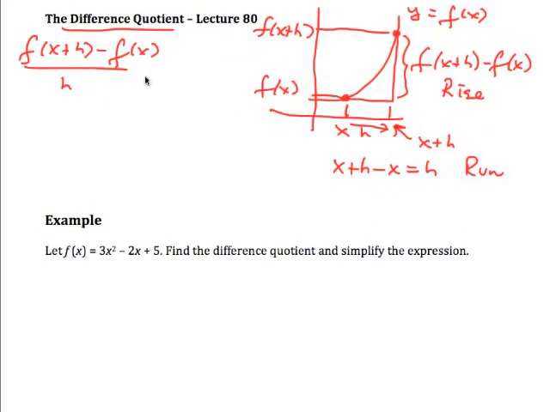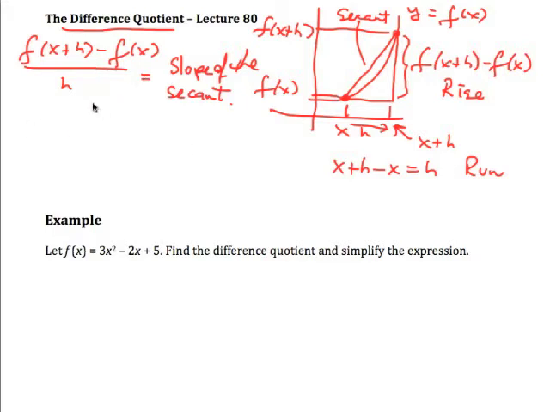So this difference quotient is actually equal to the slope of this line that joins these 2 points. This is called the secant line. So this is the slope of the secant line, right? The rise over the run of it. And this becomes a very important quantity to actually find in calculus.